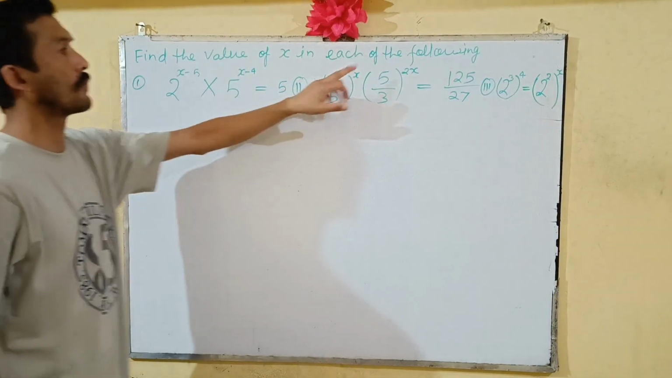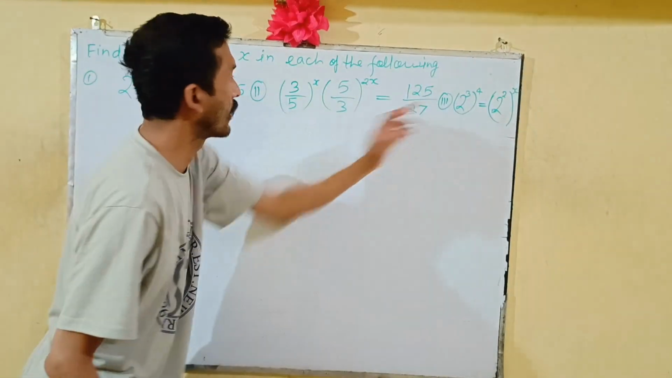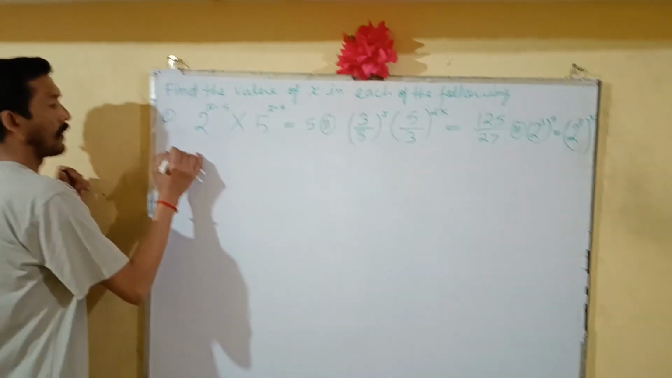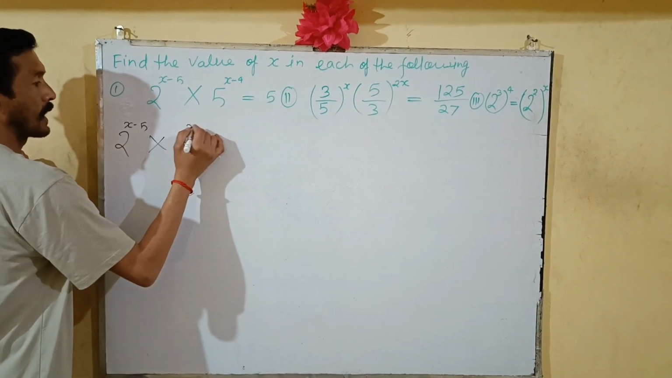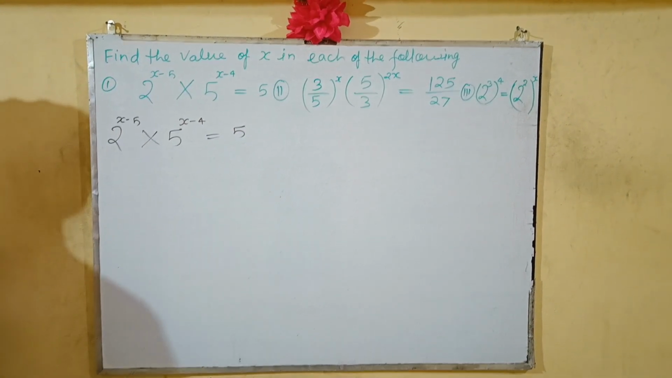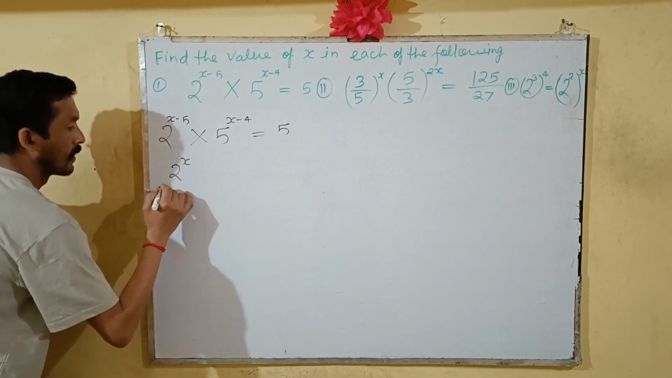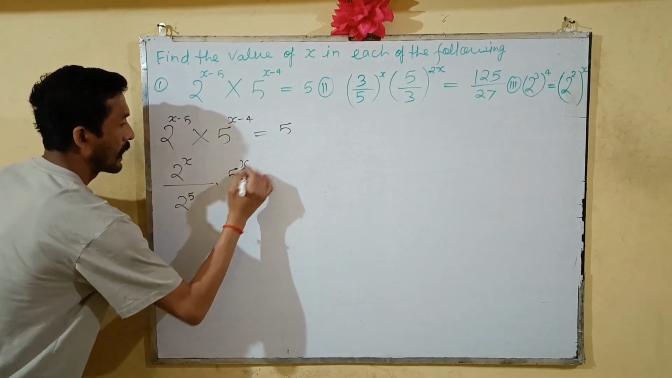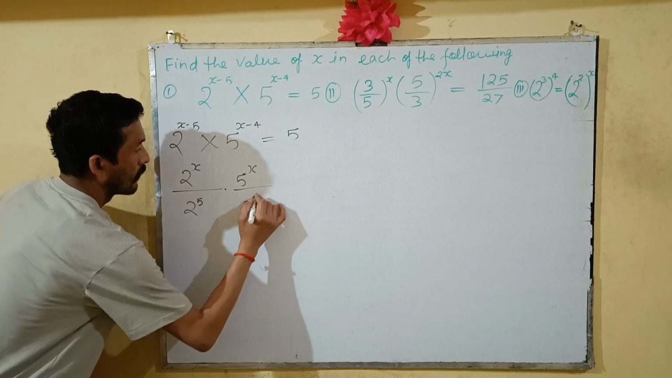Find x in each of the following: this one, the first one, the second one, and the third one. The first one is 2 to the power x minus 5 into 5 to the power x minus 4 is given. How much? 5. Okay. Number 1: 2 to the power x upon 2 to the power 5 into 5 to the power x upon 5 to the power 4.